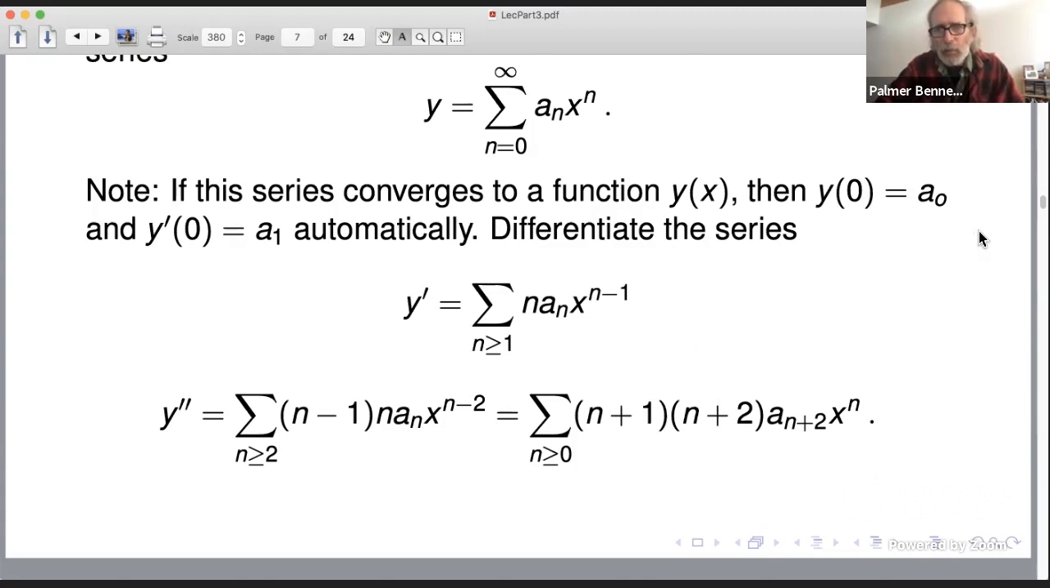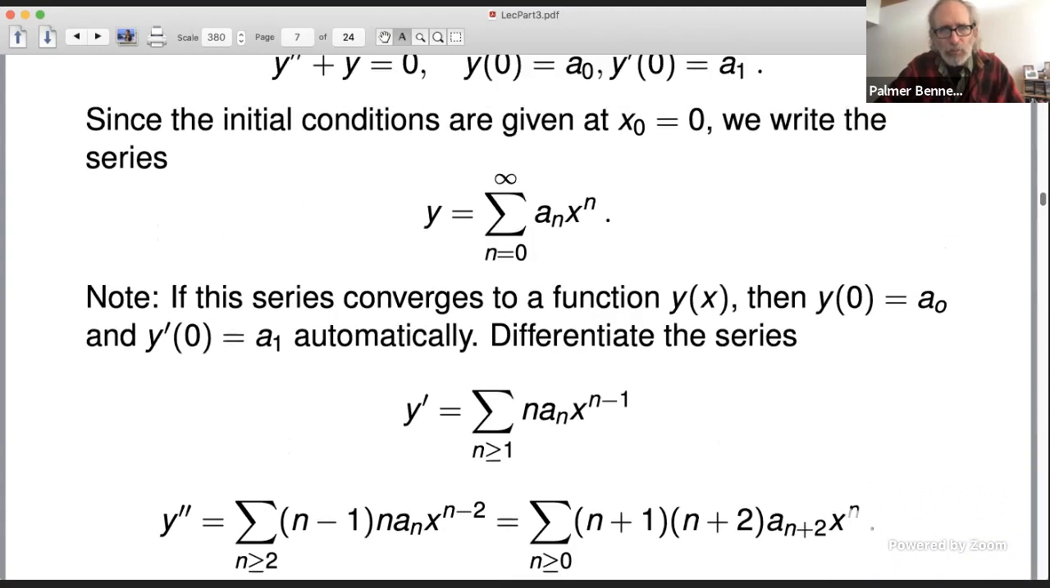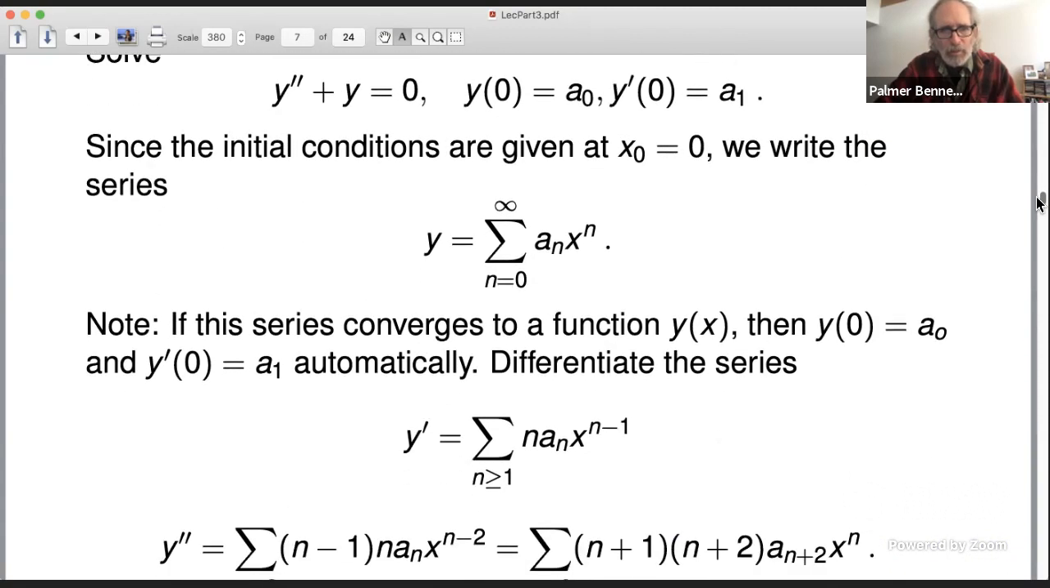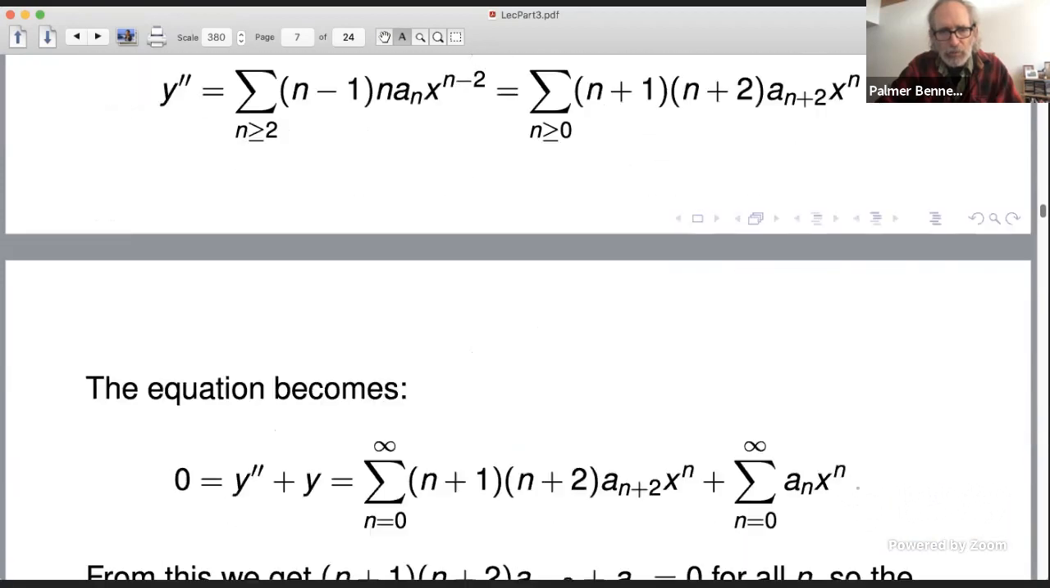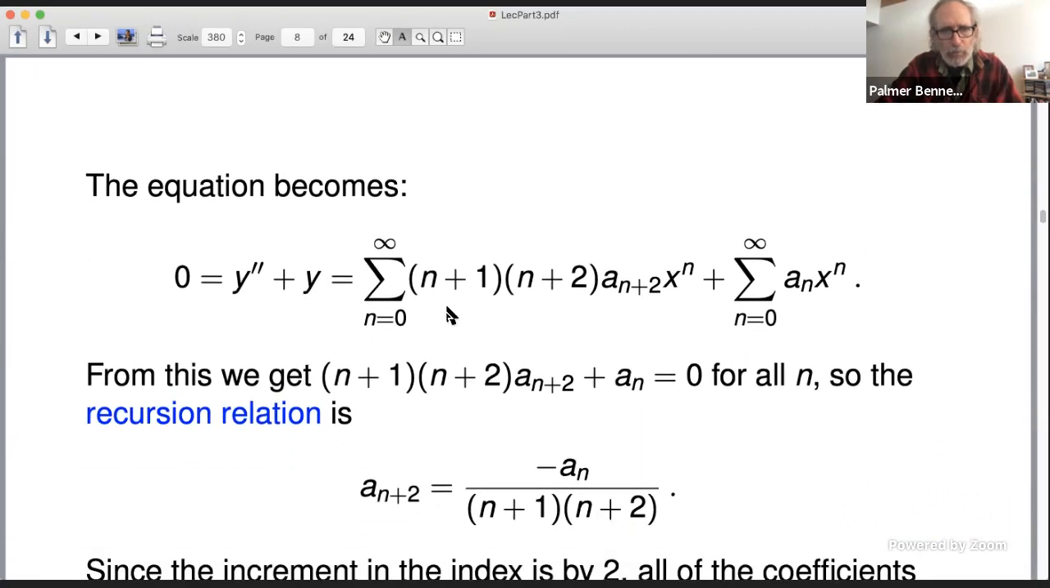Okay, so now we rewrite our differential equation, which is y double prime plus y is equal to 0, with these two series replacing y double prime and y respectively. Okay, and that's going to look like this. Y double prime plus y is equal to 0 is equal to the sum of n plus 1 times n plus 2 a_(n+2) x to the n plus the sum of a_n x to the n. Okay, so we just plugged the power series that we got into the equation.